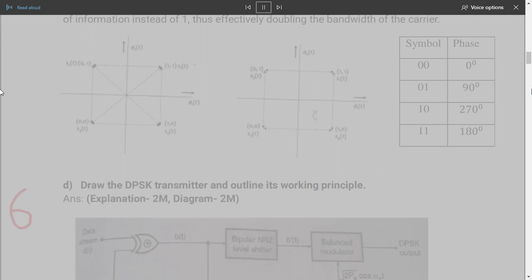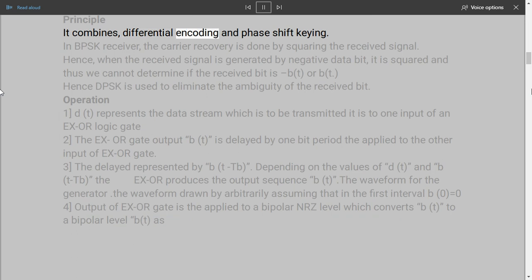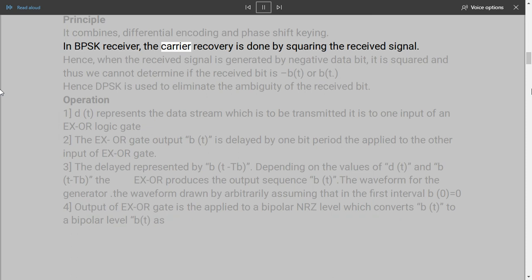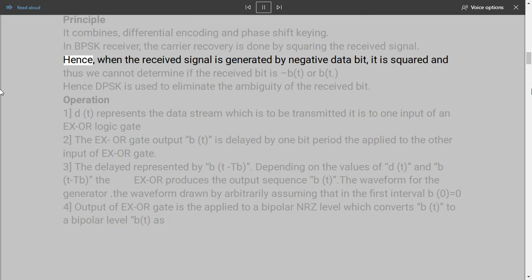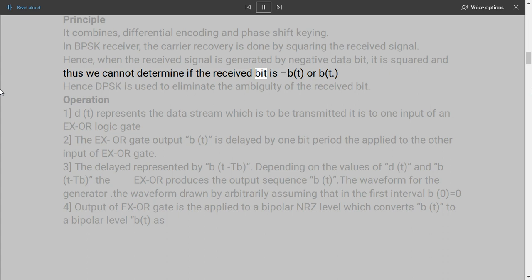Principle: it combines differential encoding and phase shift keying. In the BPSK receiver, the carrier recovery is done by squaring the received signal. Hence, when the received signal is generated by a negative data bit, it is squared, and thus we cannot determine if the received bit is bt or bt. Hence DPSK is used to eliminate the ambiguity of the received bit.